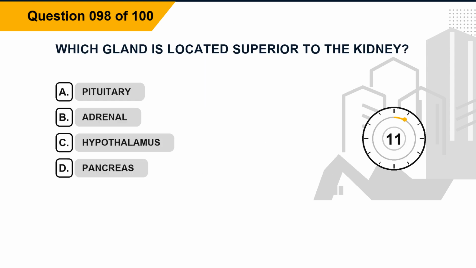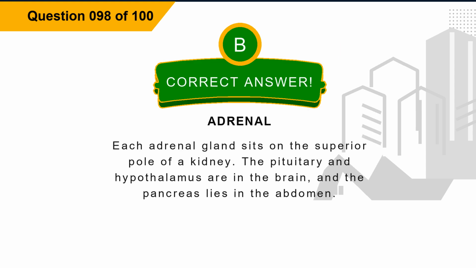Question 98. Which gland is located superior to the kidney? Option A. Pituitary. Option B. Adrenal. Option C. Hypothalamus. Option D. Pancreas. The correct answer is option B. Adrenal. Explanation. Each adrenal gland sits on the superior pole of a kidney. The pituitary and hypothalamus are in the brain, and the pancreas lies in the abdomen.